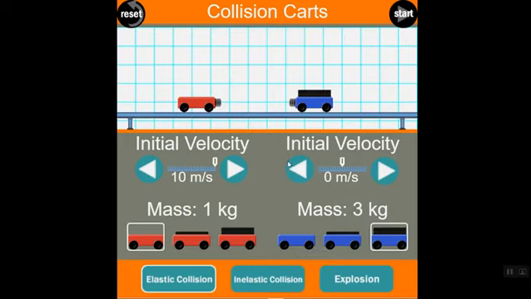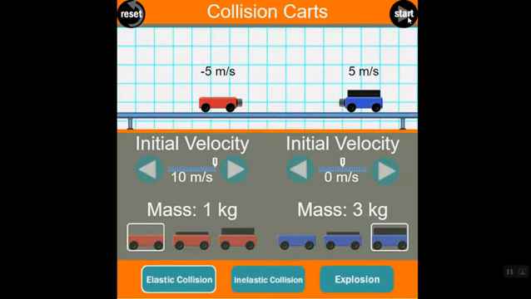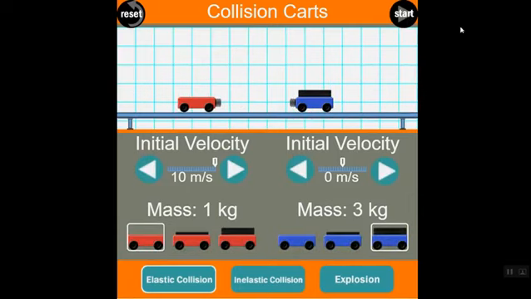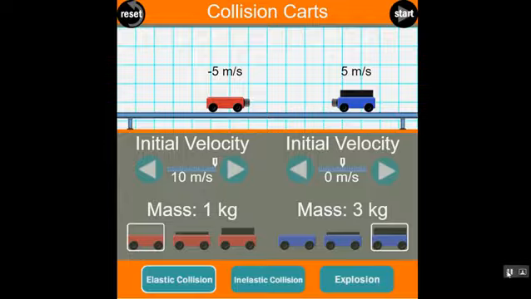So now I gave the blue trolley a 3 kilogram mass. Let's see if the mass would change the fact that they had the same change in momentum. Okay, so we saw that the red one came with 10, and after the collision, the red one rebounded in the opposite direction with a negative 5. Why is it negative? Because it went in the opposite direction. The blue one started with 0, and now it had a positive velocity of 5 meters per second.